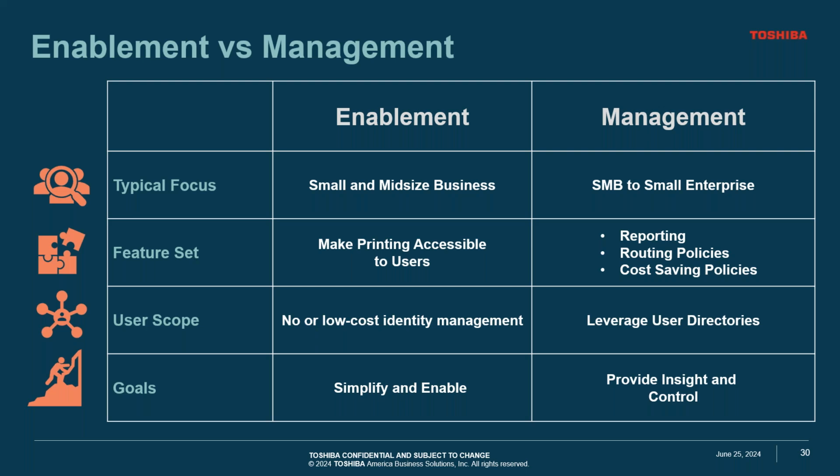And again, the goal of what a typical SMB customer is trying to accomplish with this enablement perspective is really to simplify and enable printing for your users. We want to make it as simple and easy for an end user to push a piece of paper out of one of those devices in a secure and compliant manner. And again, on the management side, some other features that you might see in a management application would not only allow for that enablement, but then also provide some insight and some extra control in those different environments as well.